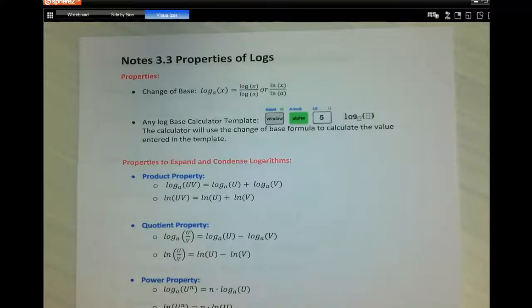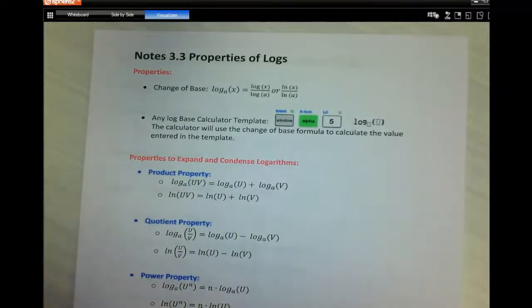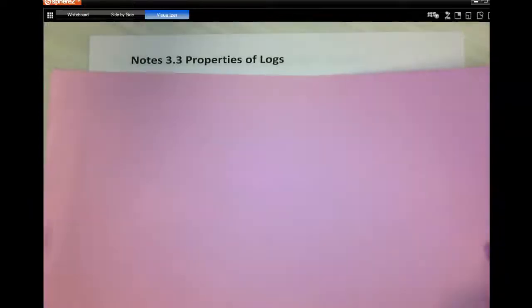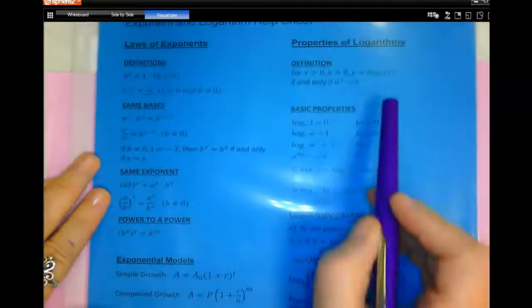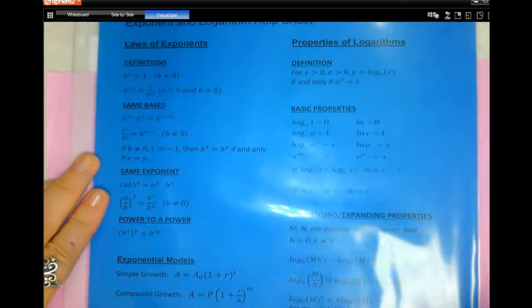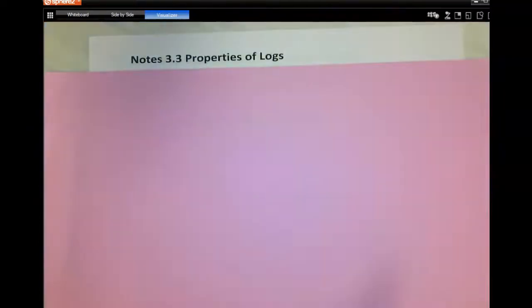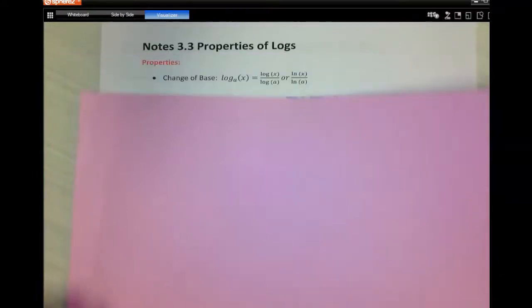Hello. Today we're looking at notes for 3.3, properties of logs. We're going to revisit and use some of the properties we talked about last time. Remember, you have this help sheet, and the basic properties we talked about are this section right here. So today we're going to talk about properties that allow us to expand and condense logs.